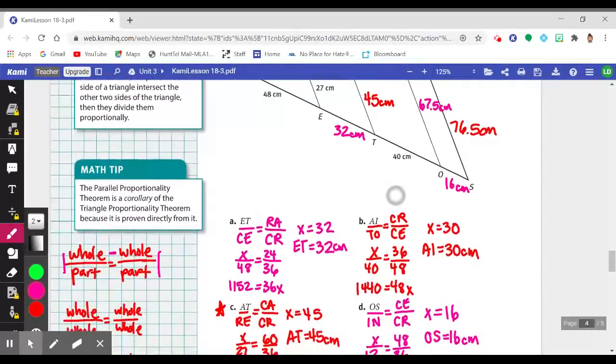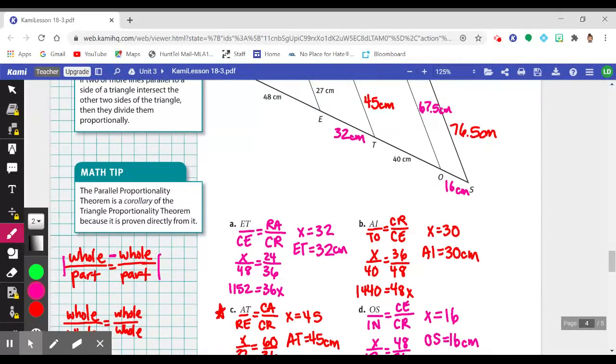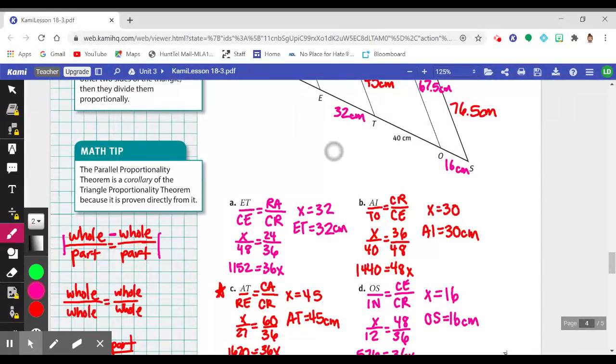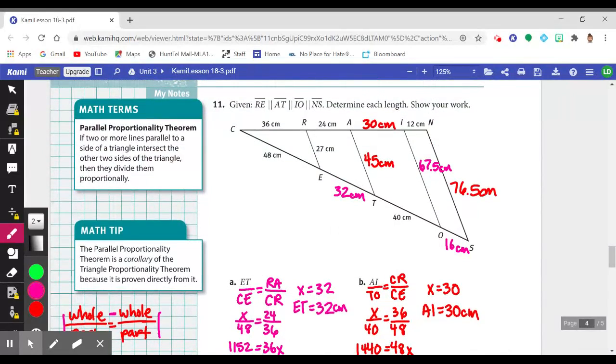But the problem on item C is that we are tasked to find the distance from A to T, which, if you look, AT is not a part of any triangle. It's a whole side of triangle CAT. So we're going to now utilize whole to whole. So AT will correspond to RE. I believe that's what I did here. So these are corresponding parts of two different triangles.